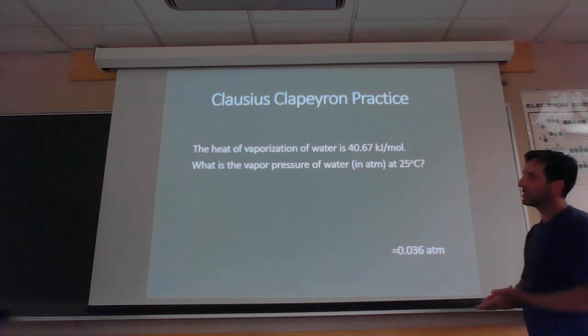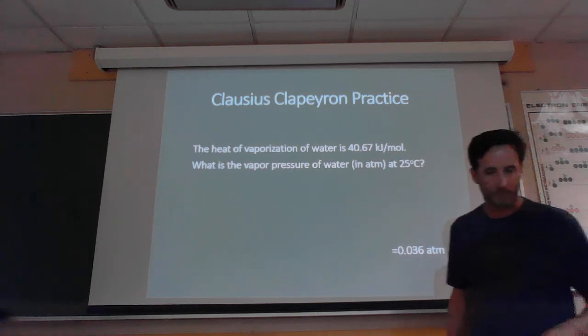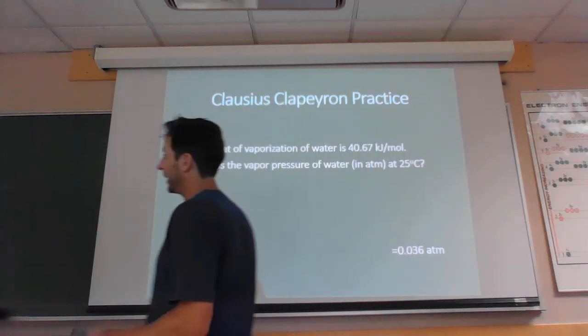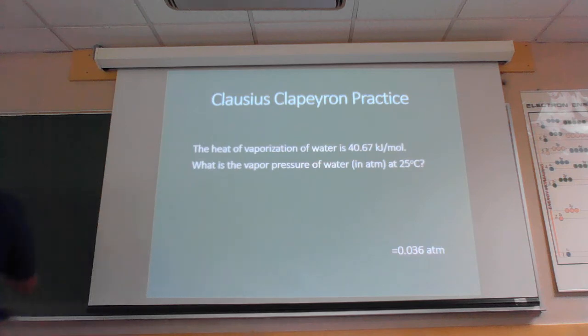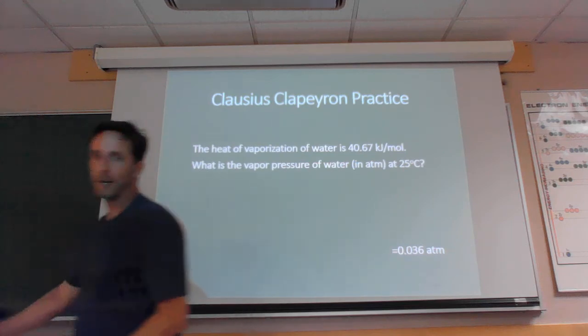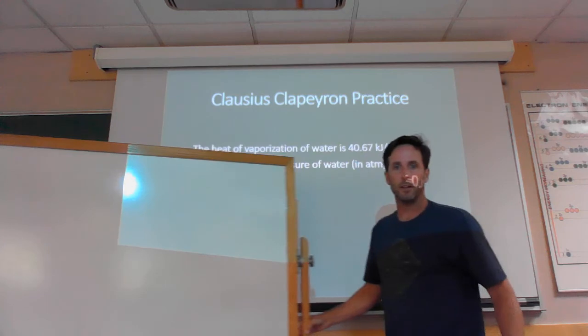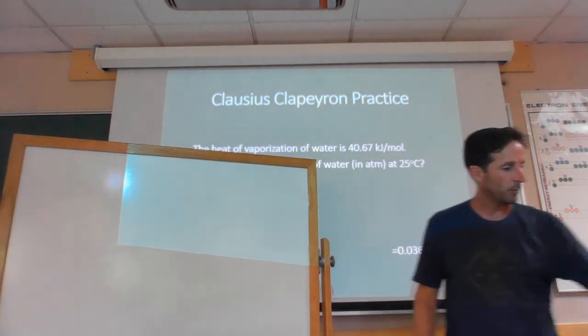So the heat of vaporization for water is 40.67 kilojoules per mole. And the question is, what's the vapor pressure of water at 25 degrees Celsius? So the key on this one is going to be you have to actually bring in some information from outside the problem. All right, so I'm going to cut off the video. Let's set this one up.